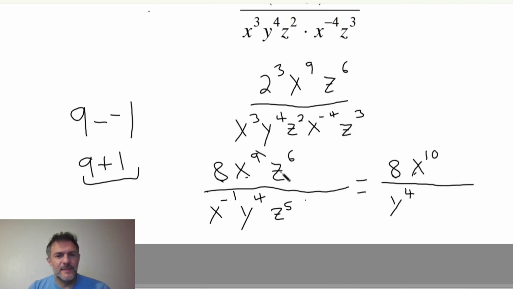My z's, I have z to the 6th and z to the 5th. 6 over 5, the z is going to stay up top in the same way the x did. And this one's a little easier. 6 minus 5 is 1. I could put a 1 here. I'll put it here for a second. And then I'm going to get rid of it because z to the first power is just z.